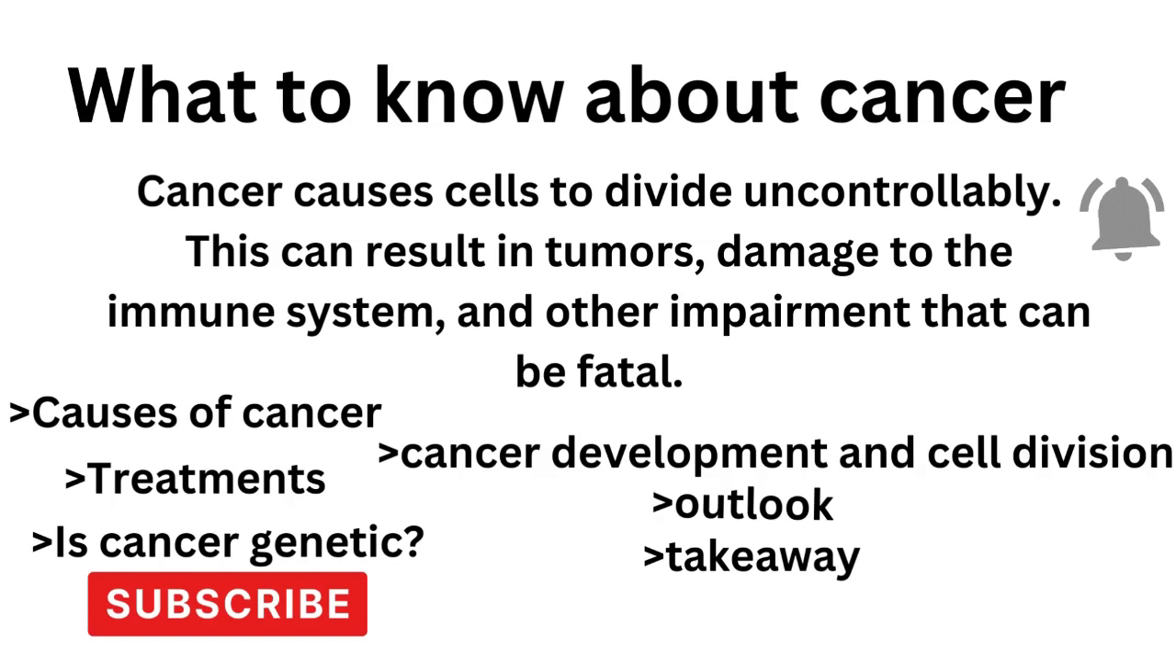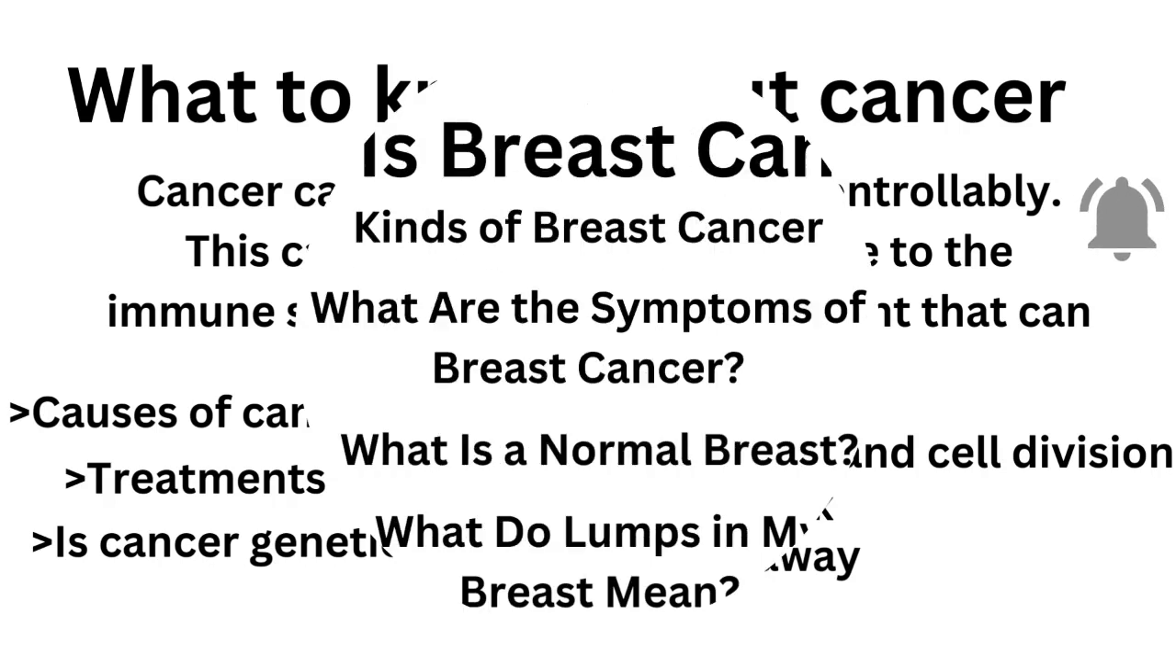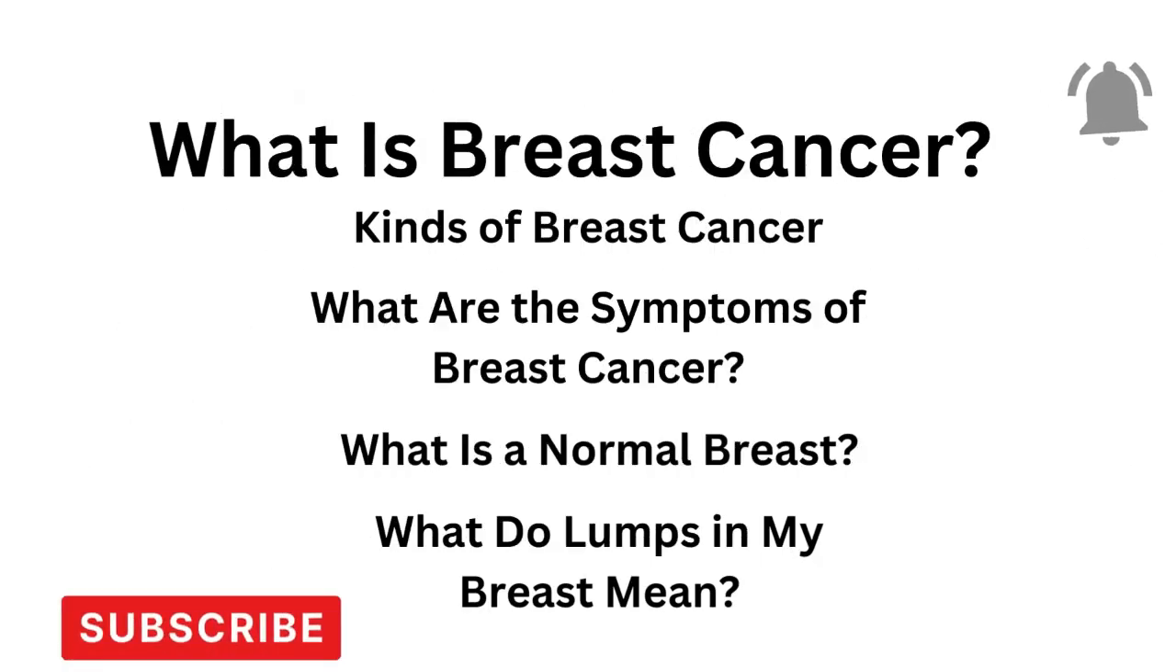Breast cancer is a disease in which cells in the breast grow out of control. There are different kinds of breast cancer. The kind of breast cancer depends on which cells in the breast turn into cancer. Breast cancer can begin in different parts of the breast.